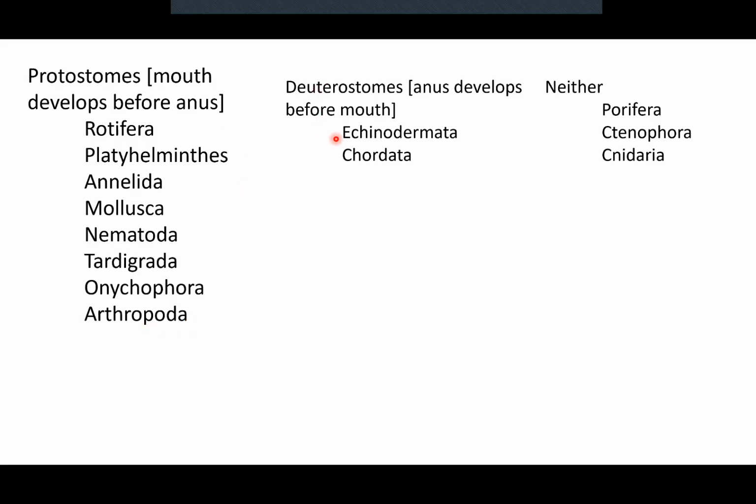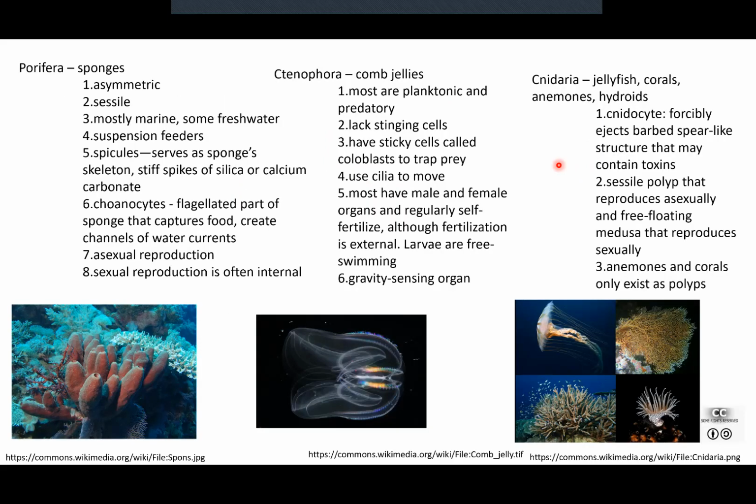Deuterostomes, we have the echinoderms and the chordates. In embryonic development here, the anus develops before the mouth. And then neither, those were the three groups that we talked about in chapter 30, Porifera, Ctenophora, and Cnidaria. And I'm going to talk more about these breakdowns as we go through this PowerPoint. So, like I said, in chapter 30, we went over three specific animal groups of interest.